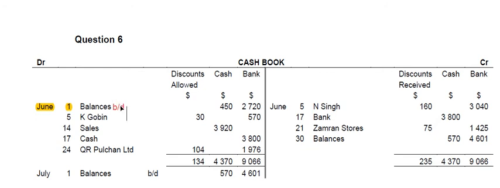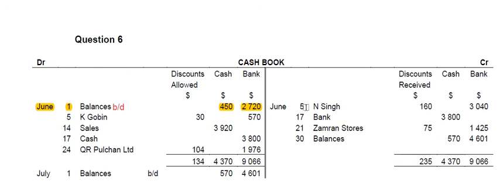Just bear with us for a while. So balances BD: cash is 450 and bank is 2720. These are the amounts we start with. Then we'll go in the order of date. On 5th of June, we paid N Singh what we had to pay him on 1st of June, less 5% cash discount. So we'll go up in the question and see N Singh.